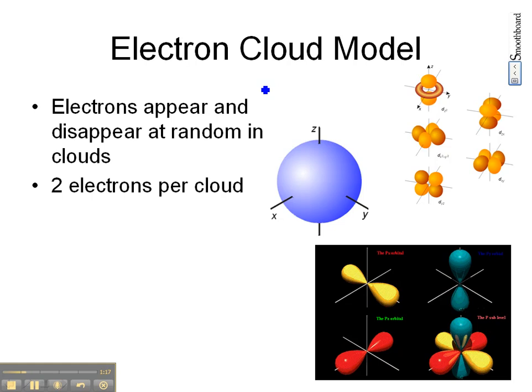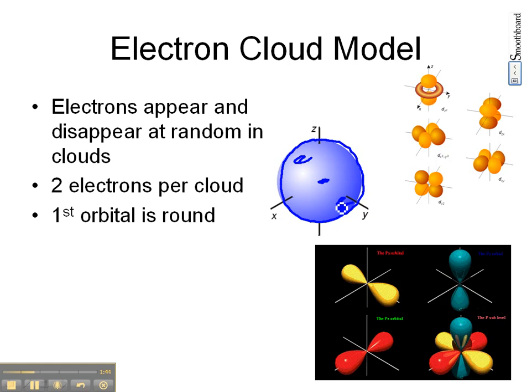Now remember, electrons don't like each other, so they don't like being next to each other as well. The first cloud is round, or you could also call it just a sphere. Now you guys can see I have a nice little sphere right there, and it can have up to two electrons in it. Well, if I have one electron, now I have hydrogen, because hydrogen has one electron. Now remember, there is a small nucleus in the middle.